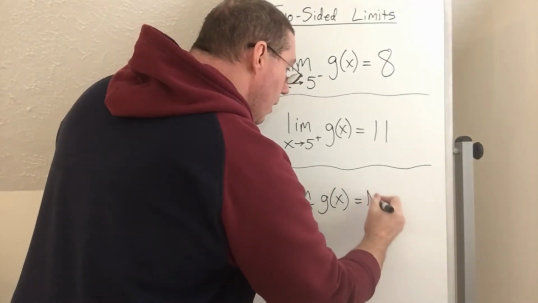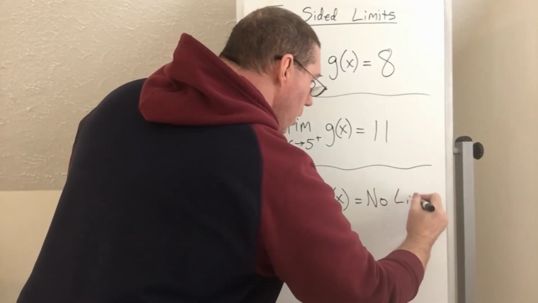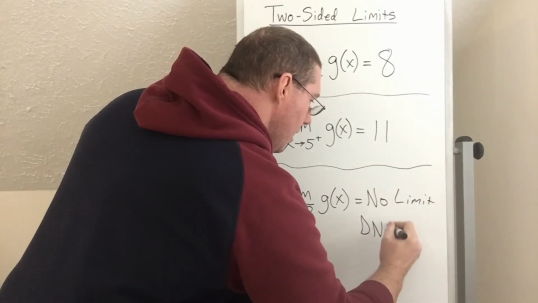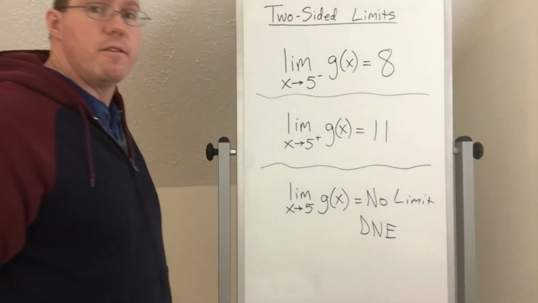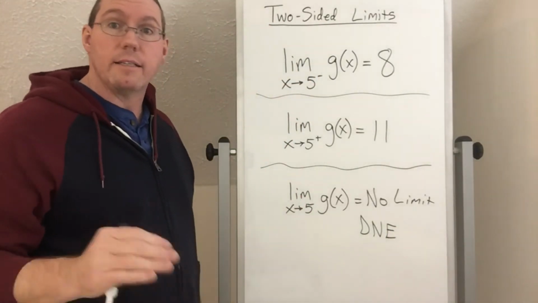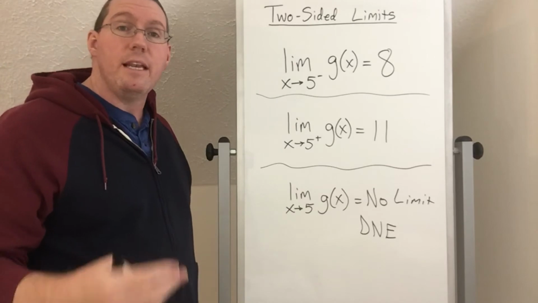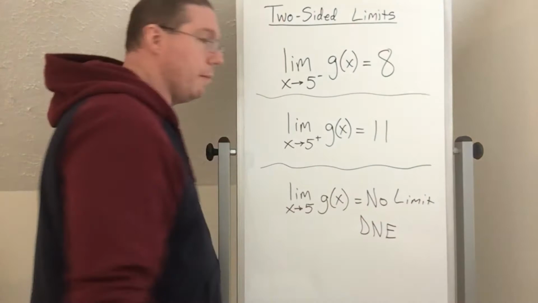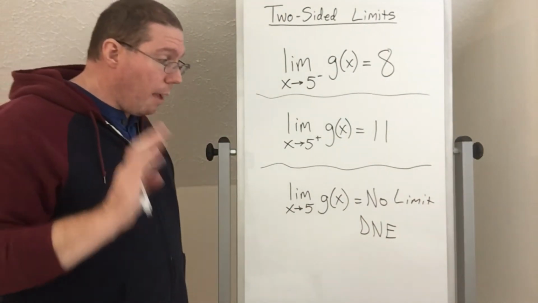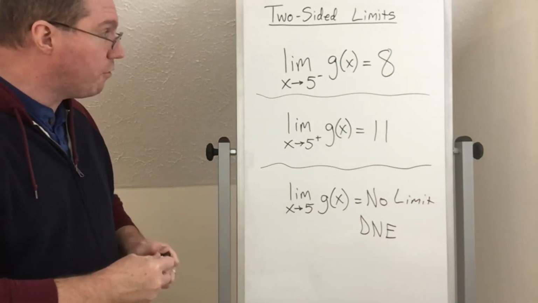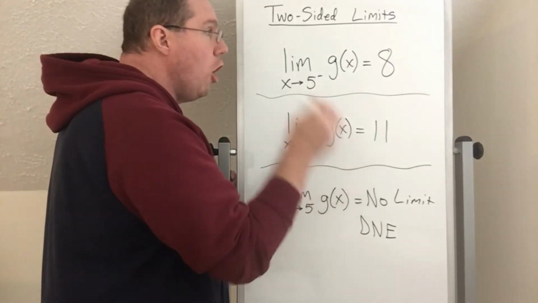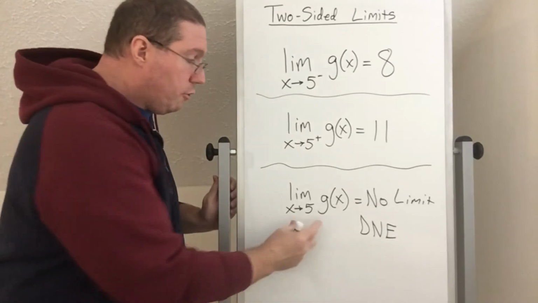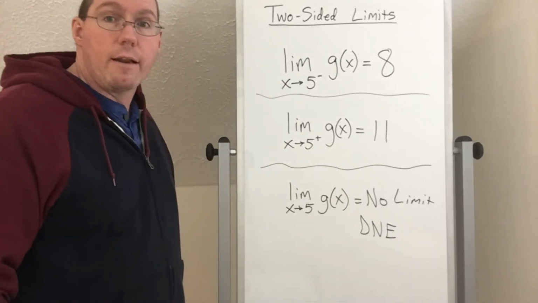We would say no limit. That's one way of saying it. Or a lot of times we say DNE, which means does not exist. The limit does not exist. Sometimes we'll say that the limit is non-existent. I usually just say that there is no limit, okay? And so I'm clarifying to you here that if the one-sided limits, if the left side and the right side, are not the exact same number, then there just isn't a two-sided limit. The two-sided limit does not exist, okay?